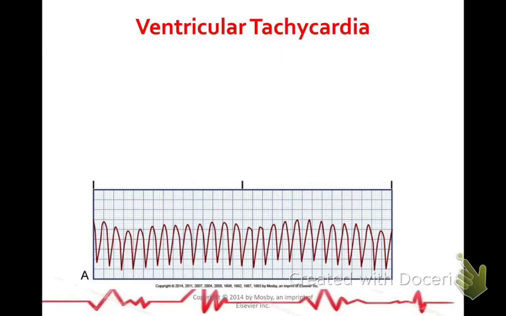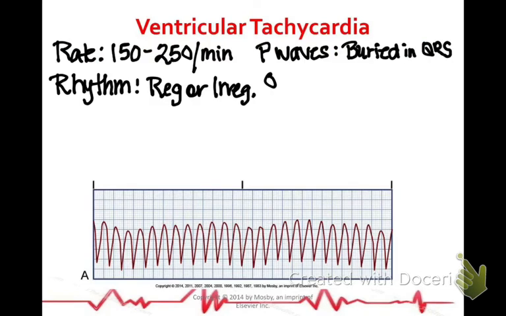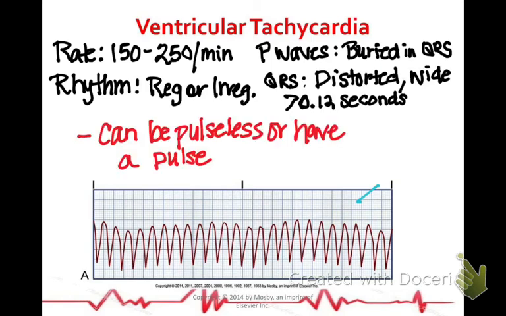Then you got your ventricular tachycardia. So we've got 3 or more PVCs that turned into ventricular tachycardia. You have a rate of 150 to 250. The rhythm can be regular or irregular. Your P waves are buried in your QRS, and your QRS is distorted and wide. It can be pulseless or have a pulse.